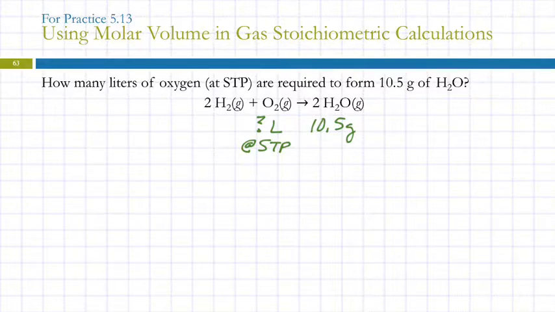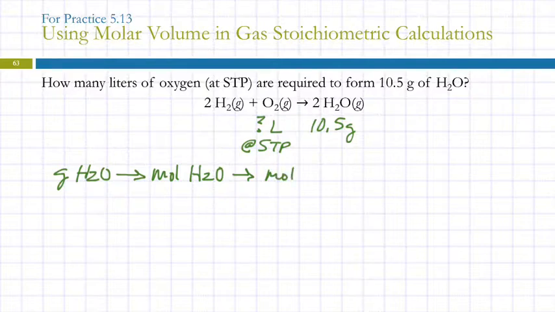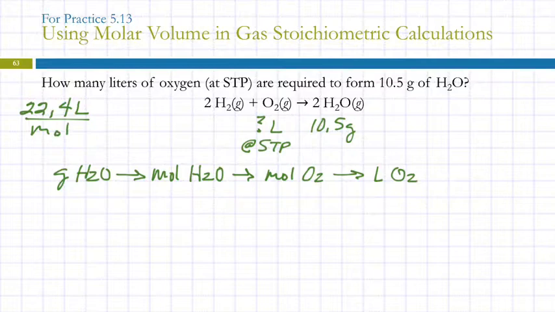So our path will be grams of water to moles of water to moles of oxygen to liters of oxygen. And this moles to liters, we can use the molar volume, 22.4 liters per mole at STP, and that is good for any gas.